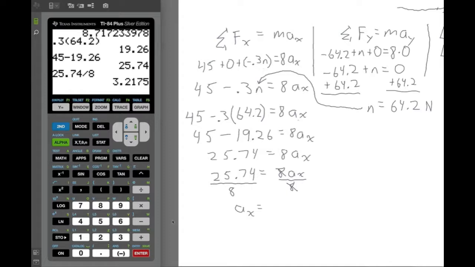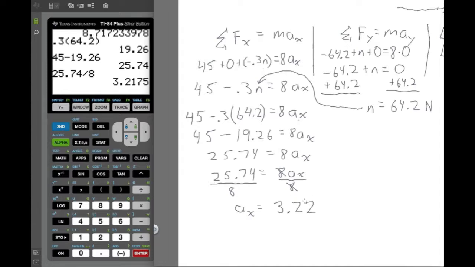25.74 divided by 8. I'll round that off to 3.2. I'll keep in another digit here, just because that feels comfortable. This is a 7, so this turns into a 2. I'm just trying to keep enough digits to make it as convenient as possible for people to check their answers and make sure they're getting the same answers as I am.